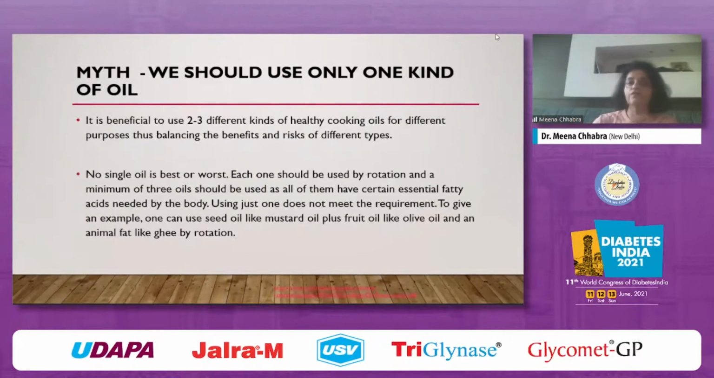Now, it's a myth that we should use only one kind of oil. It's definitely important that we rotate the oils. We use 2 to 3 different oils because we need different MUFAs, different PUFAs. We also need some amount of saturated fat. To give an example, one can use a seed oil like mustard oil, a fruit oil like olive oil, and animal fat like ghee or maybe butter by rotation.